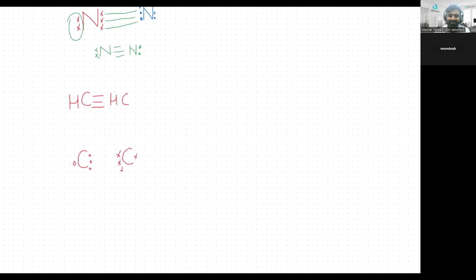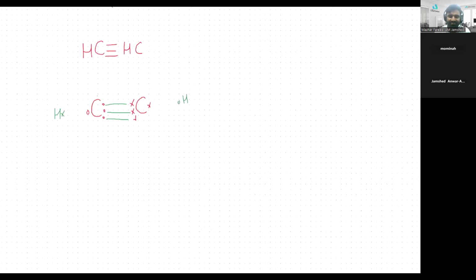So there is 1 hydrogen atom. You write it with this cross. So 3 electrons are involved in the formation of the covalent bond. This electron pair is shared with this, and this electron pair is shared with this, and this electron pair is shared with this. So 3 covalent bonds are formed. Then you can write like this.